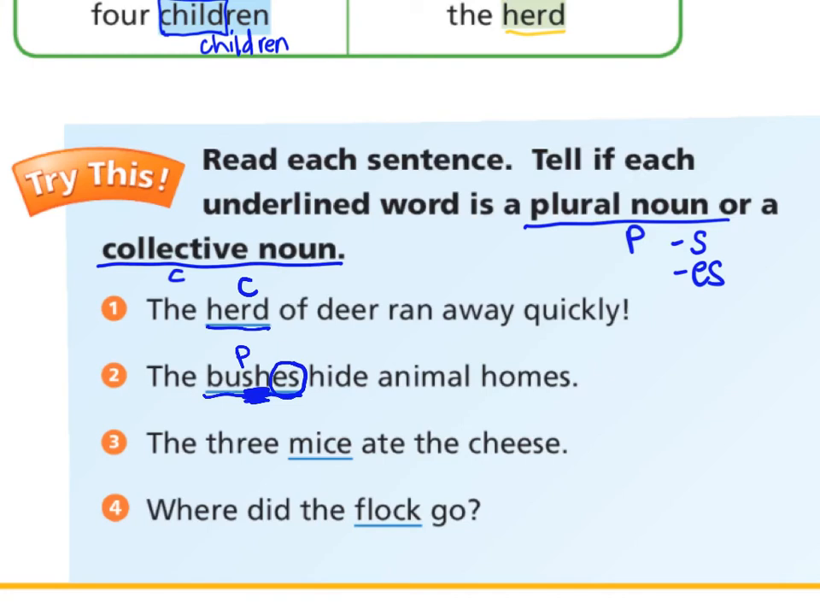Number 3, the 3 mice ate the cheese. Is mice plural or collective? It's plural. It's just one of those special nouns that we have to change the word to show that it's plural. Number 4, where did the flock go? Is flock plural or collective? Collective, because it's talking about a group of birds.